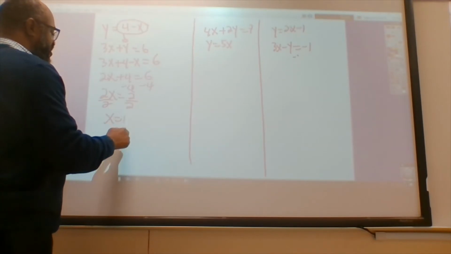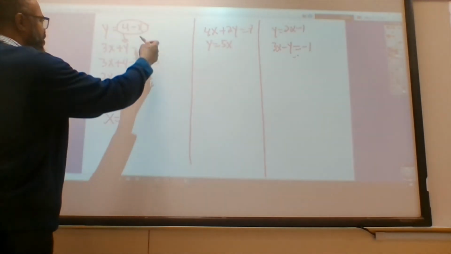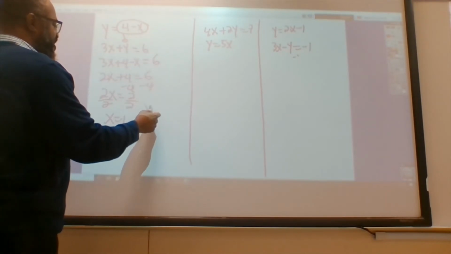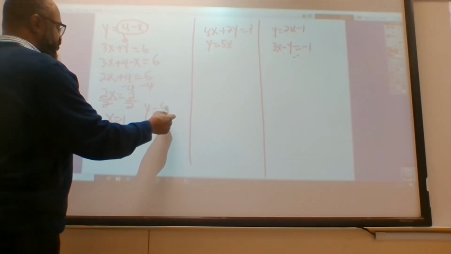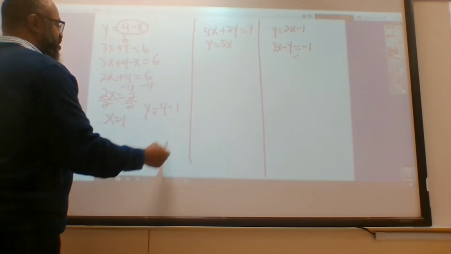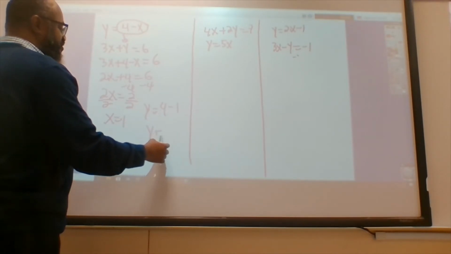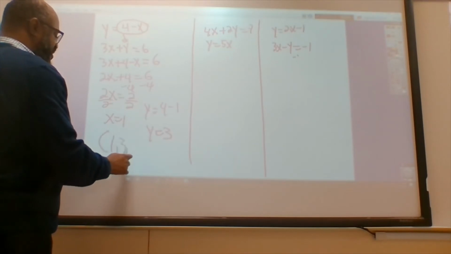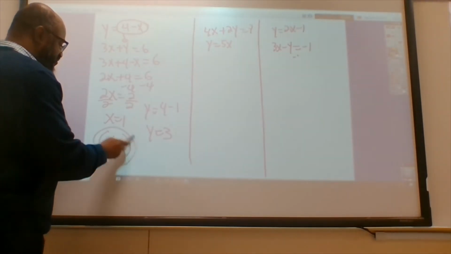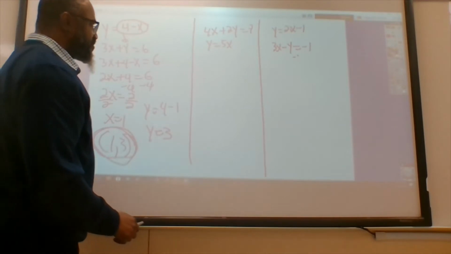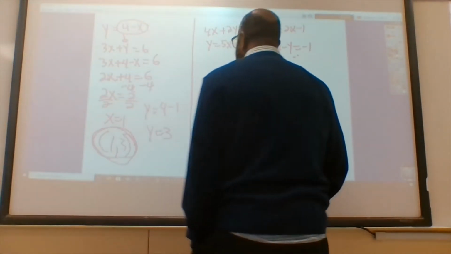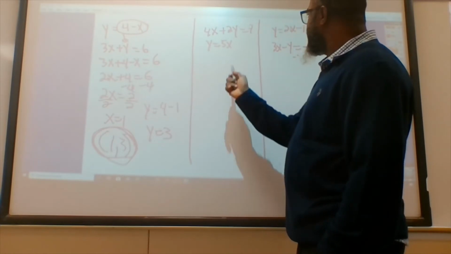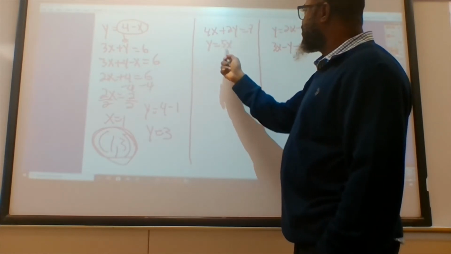To find y, I can come here, right? Replace it. I will have y is equal to 4 minus 1. Therefore, y is 3. My solution will be (1, 3). You're done. This is, if you were to graph it, where your solution is going to come from. When I jump back here, look at this equation, look at how beautiful it is. They already solved for y for me.